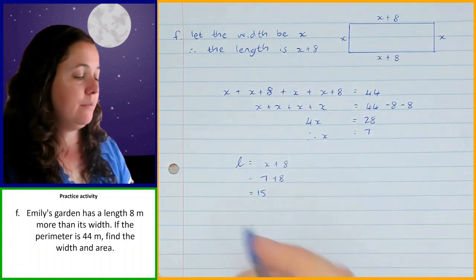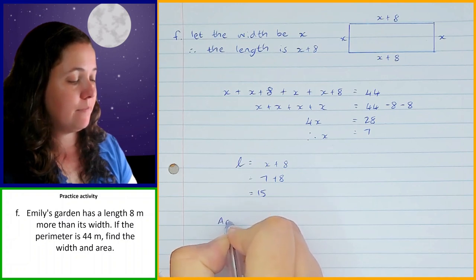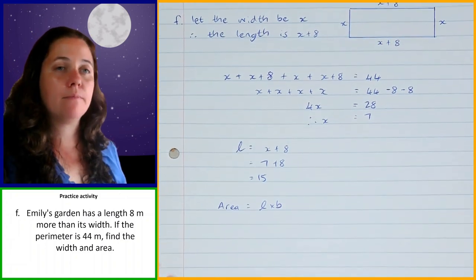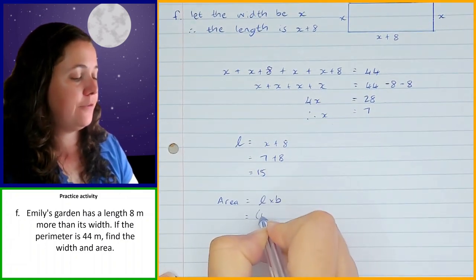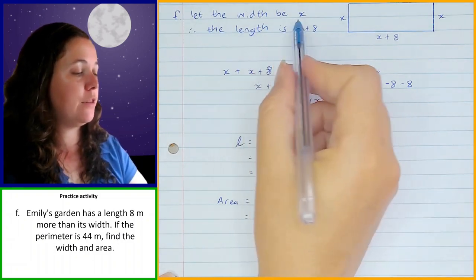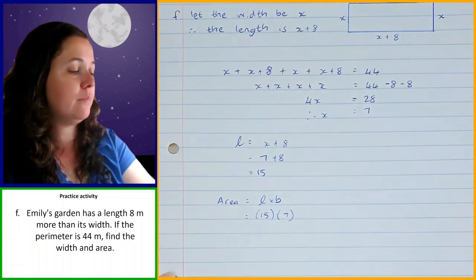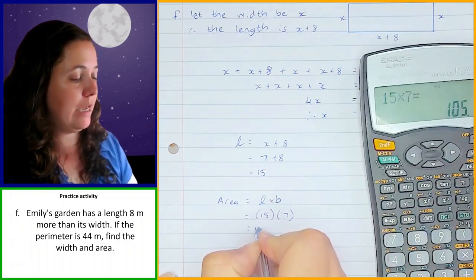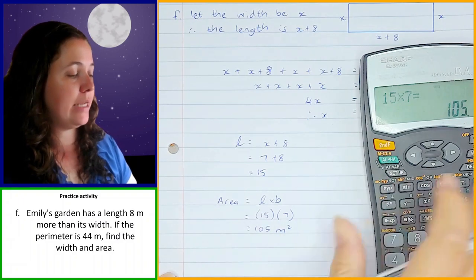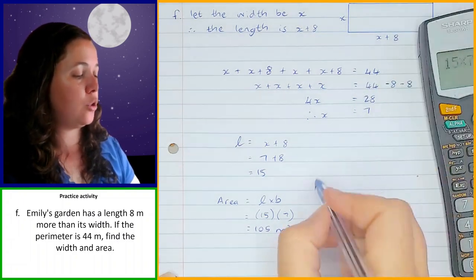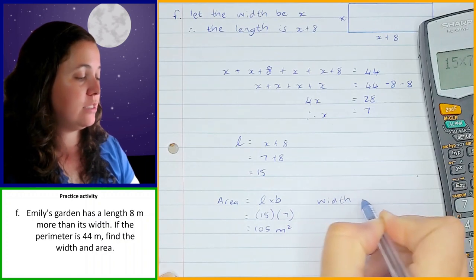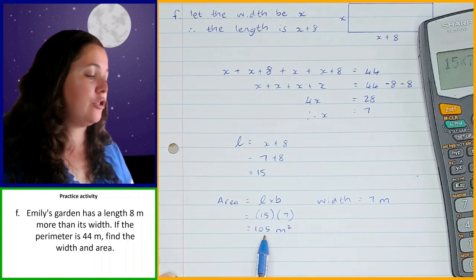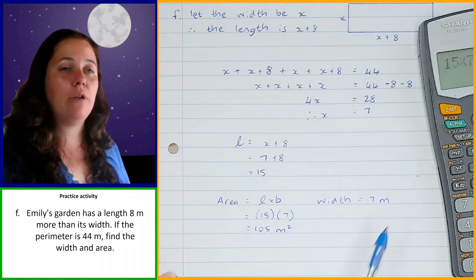So my area is length times breadth. That is 15 multiplied by the width or the breadth, which is 7. So 15 times 7 gives me 105 meters squared. And I could also say that the width, because I need to answer both questions, is 7 meters. So the area is 105 meters squared and the width is 7 meters.